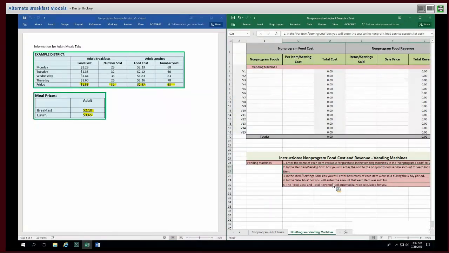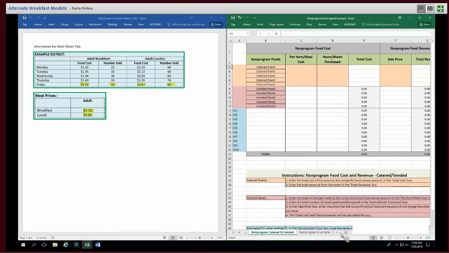This is the vending machine tab. In this example district, I don't have any vending machines for food service, so I'll leave this blank in this example. This is the catered tab. In this district, we may have catering, but we're not going to include it in this tab. Remember, catering is optional for a 5-day period, so for this district, I'm not going to include it.